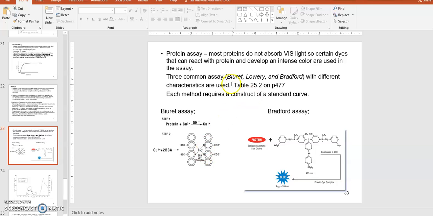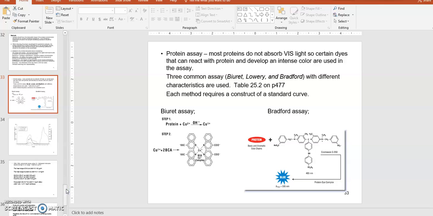So you can use any of these three, but they have different characteristics. They have different range they can cover. They have different reactivity with different solution. So considering all those, you need to choose the best assay for your measurement. And among those, I think Bradford assay is the best protein assay because I guess sensitivity is good, and it also covers the wide range and things like that.